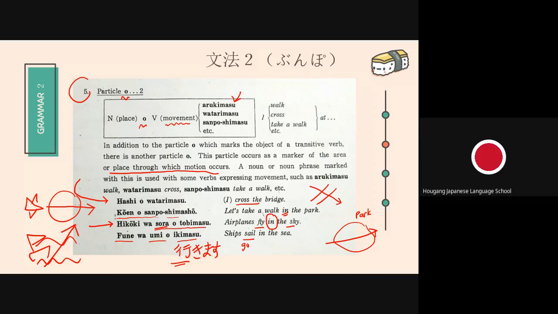We use O. We don't use ni or that for in or on the sea or in the sky. That's just the rule they say. Must use particle O. Hey, you can go and read this part.